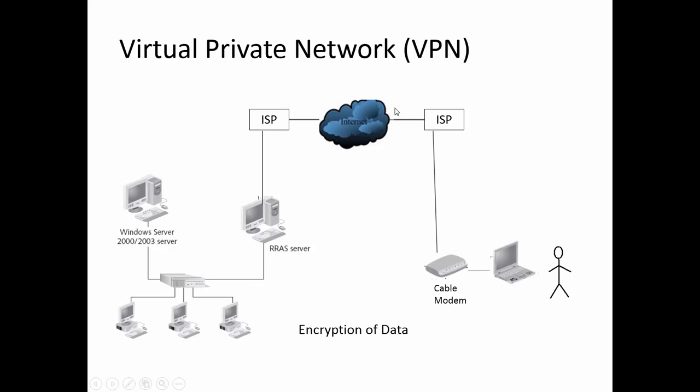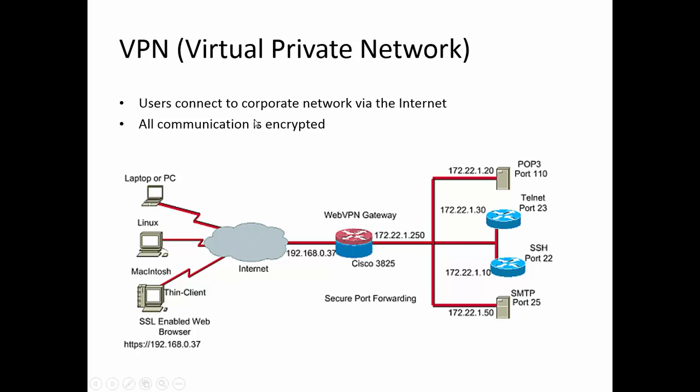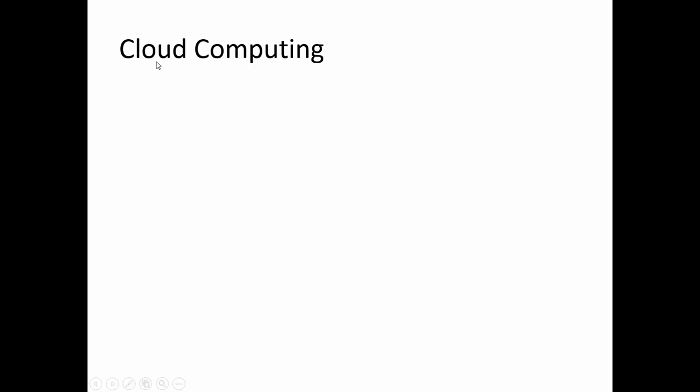The virtual private network encrypts all data which is sent from the user over the internet to the corporate network. Here is another diagram of a virtual private network. The users at home on their computers connect over the internet to the corporate network, and all communication being sent over the internet is encrypted. This is a virtual private network.